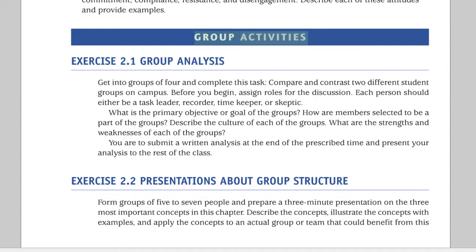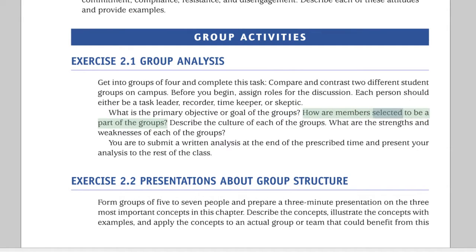Group activities. Exercise 2.1, Group analysis. Get into groups of 4 and complete this task. Compare and contrast 2 different student groups on campus. Before you begin, assign roles for the discussion. Each person should either be a task leader, recorder, timekeeper, or skeptic. What is the primary objective or goal of the groups?